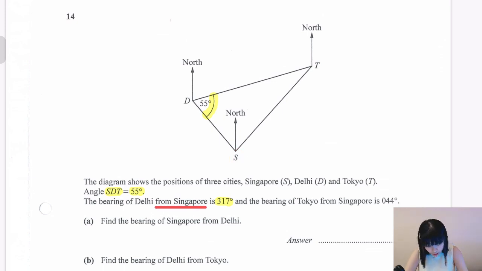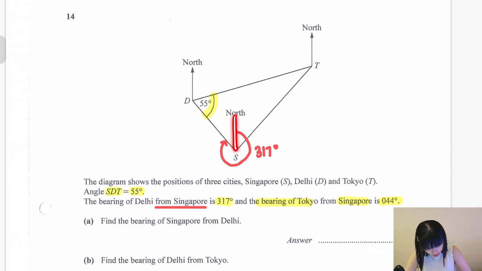So bearing always starts from the north compass in the clockwise direction. So clockwise all the way until the hill is this. The line right here that joins Singapore to the hill is 317 degrees. And the bearing of Tokyo from Singapore is 44, from Singapore as well.